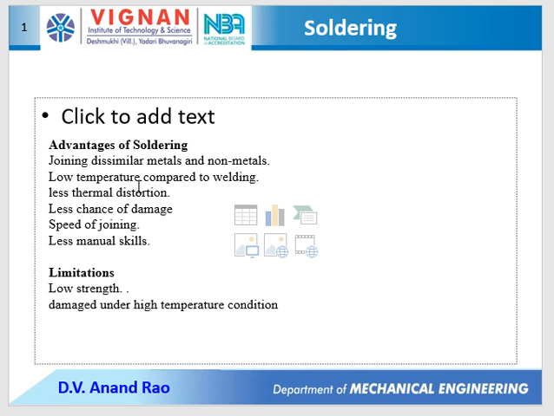And next one is here we will use low temperature compared to welding. That is one advantage. And here we can get less thermal distortion between the two metal parts or two joining parts, and less chance of damage. That is one advantage in case of soldering. And speed of joining, we can do this soldering process very quickly, and less manual skills required.